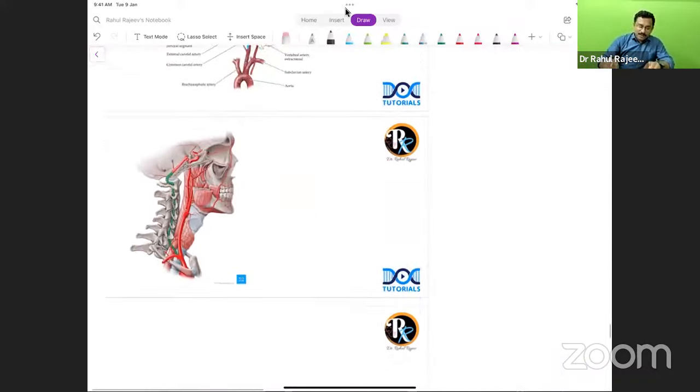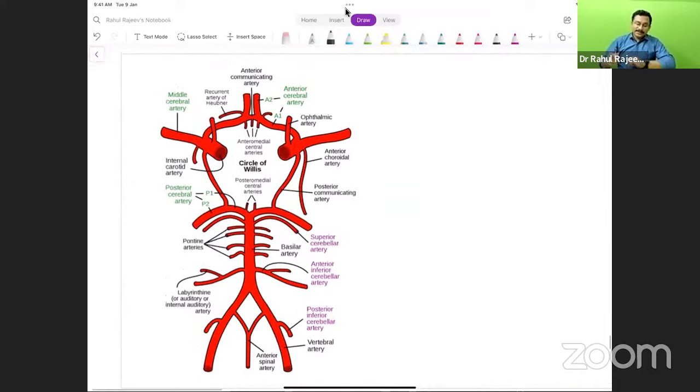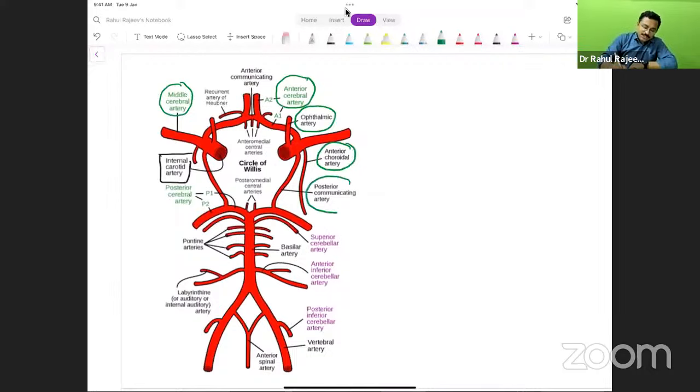For example, let me show you the circle of Willis here. You see here, this is the internal carotid artery, and the branches of the internal carotid artery are the middle cerebral artery, the anterior cerebral artery, the ophthalmic artery, the anterior choroidal artery, and the posterior communicating artery. These are the branches of the internal carotid artery.